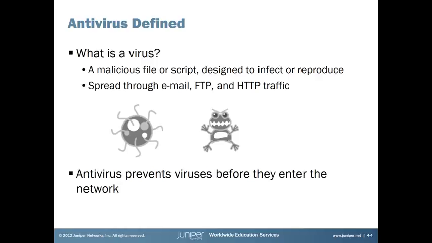So what's a virus? Well, we pretty much refer to that as malware: anything that's malicious, any malicious file, script, anything designed to infect or reproduce on the system. How does it come in? Email, FTP, and HTTP traffic, typically. So the antivirus capabilities on the SRX gateway prevent viruses before they enter the network, which is really where you want to prevent them. Ideally, if you could, you'd stop every virus from coming in from the internet.